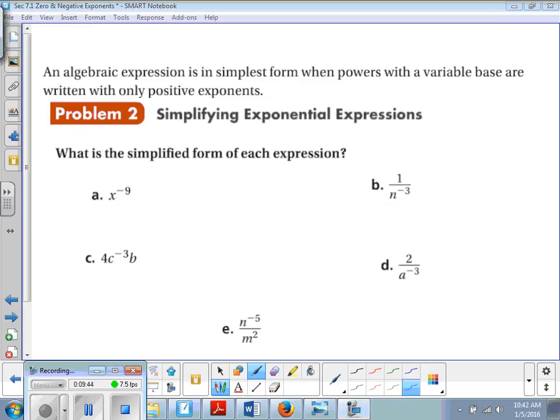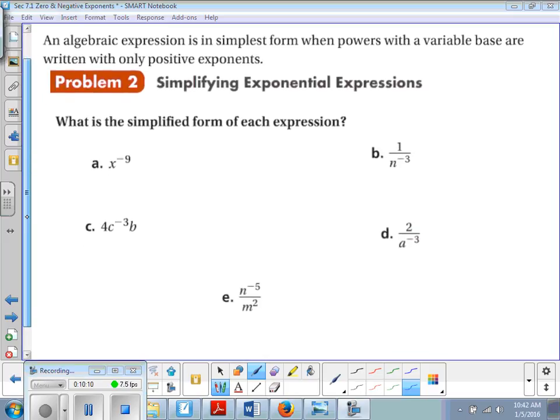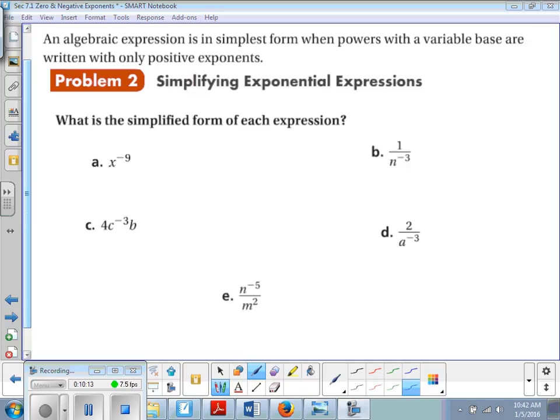All right, an algebraic expression is in simplest form when powers with a variable base are written with only positive exponents. Okay? So it's in simplified form when your exponents are all positive. So here, simplifying exponential expressions, we want to know what is the simplified form of the expression. Now, we already figured out for problem A, all we have to do is flip it, right? So when we flip this, we're going to get 1 over x to the 9.